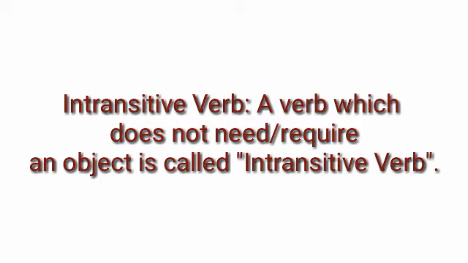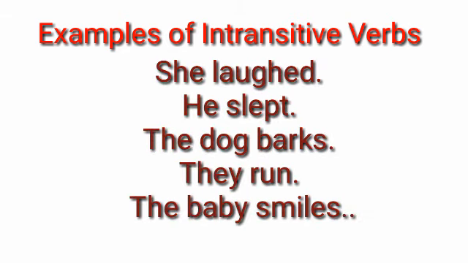So now we will come towards some of the examples. So let's see the examples and try to understand. She laughed. In this sentence you see that there is no object, and we don't need an object because it gives full sense. Similarly, he slept.